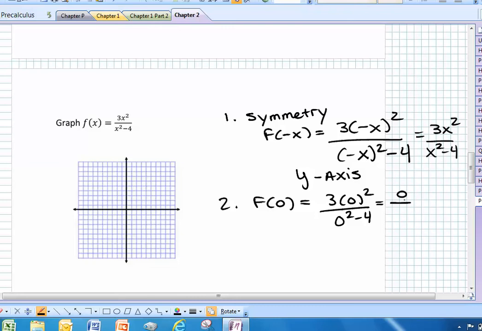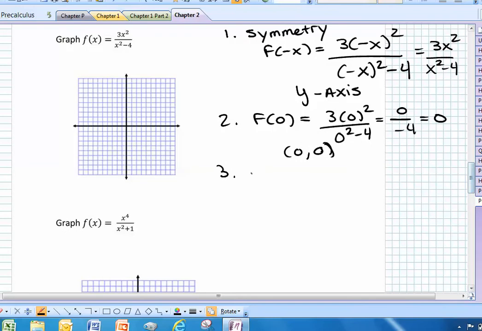So I get 0 over negative 4, which is 0. So my y-intercept is 0, 0. My x-intercept, I solve the top equal to 0. Well, 3x squared equals 0. So when I divide by 3, I get x squared equals 0 and x equals 0. So the x-intercept is also 0, 0. So here's the x-intercept and the y-intercept.